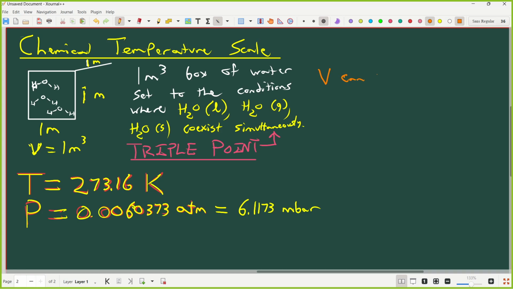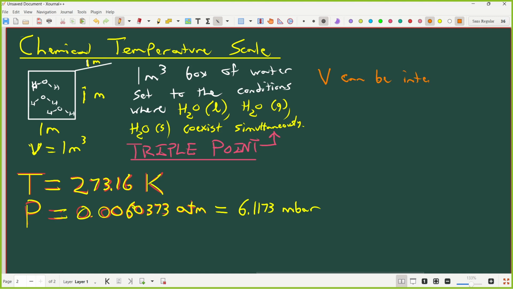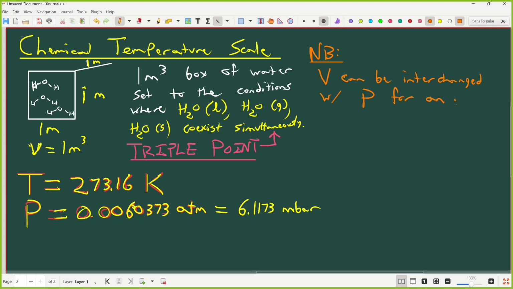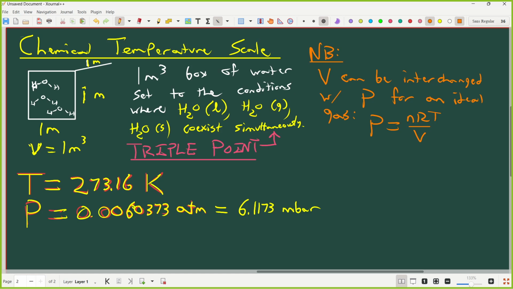Volume doesn't actually matter here. V can be interchanged with P for an ideal gas, because of the ideal gas law, right? P is equal to nRT over V. V and P are effectively the same thing. They're just reciprocals of each other in an ideal gas. So we can either define it by a volume and a temperature, or by a pressure and a temperature. I think it's easier to do by pressure, because then you can put it in any old box and get the same result.